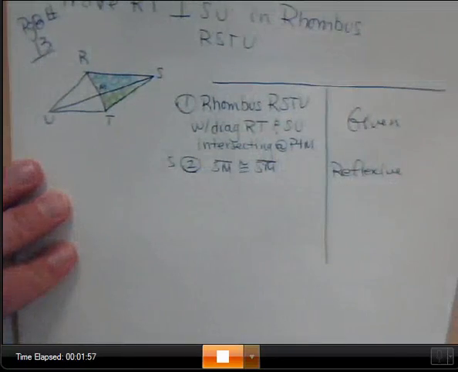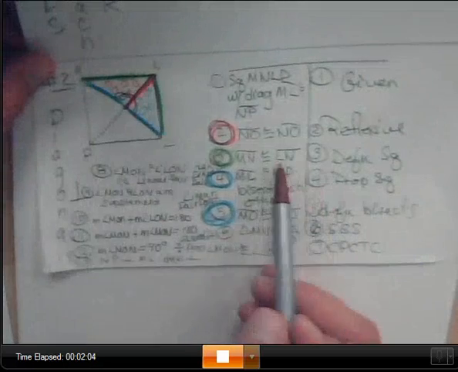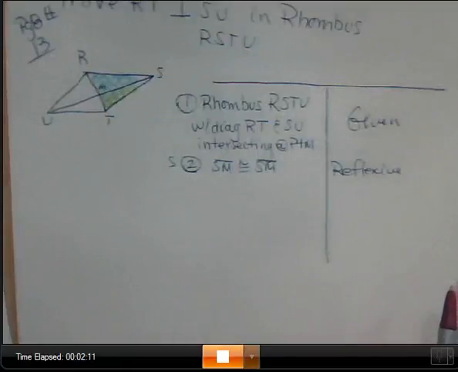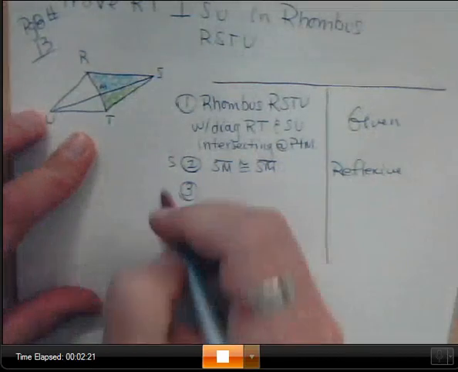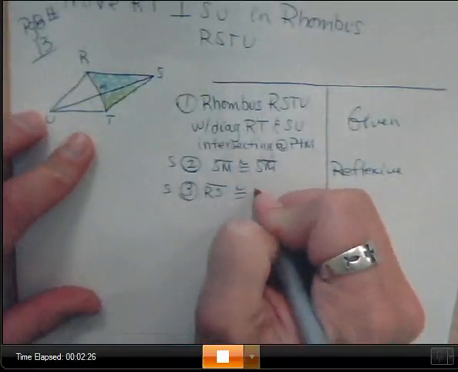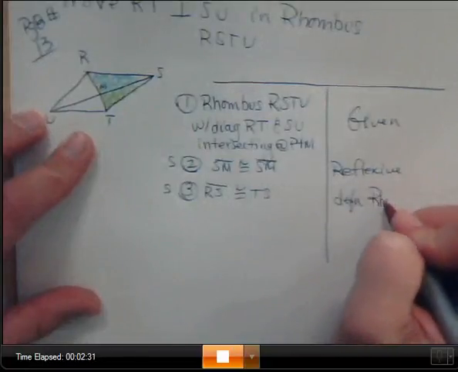So that's a side. Then in this one we used the definition of square, and we said MN is congruent to LN. Can you do that in a rhombus? No. What's the definition of rhombus? All sides are the same. So if that's true, then we can claim what? RS is congruent to TS. Reason? Definition of rhombus.